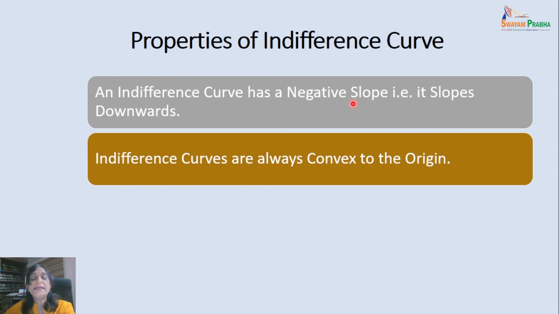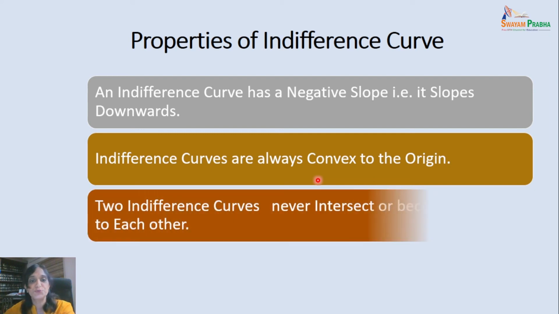Then we say indifference curves are always convex to the origin, or they are bent towards the origin. This happens because of your diminishing marginal rate of substitution.